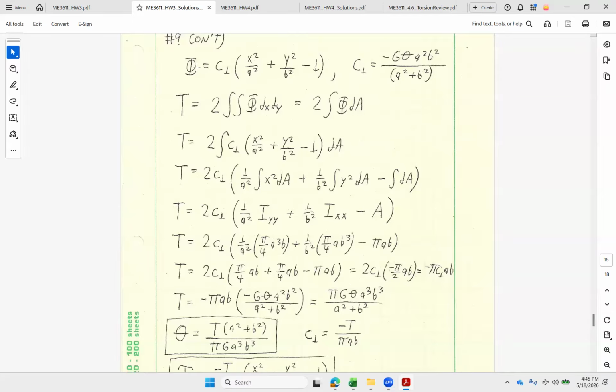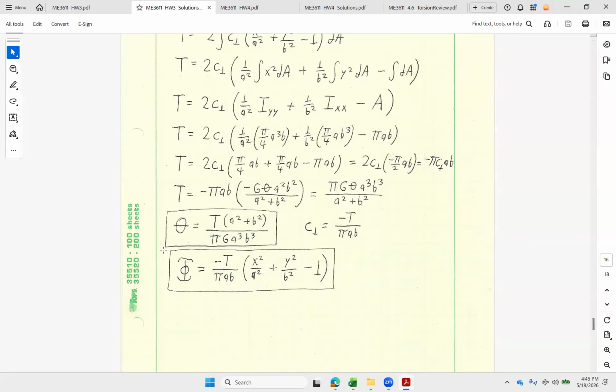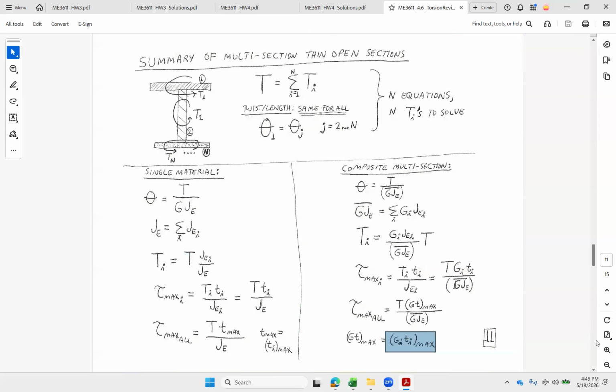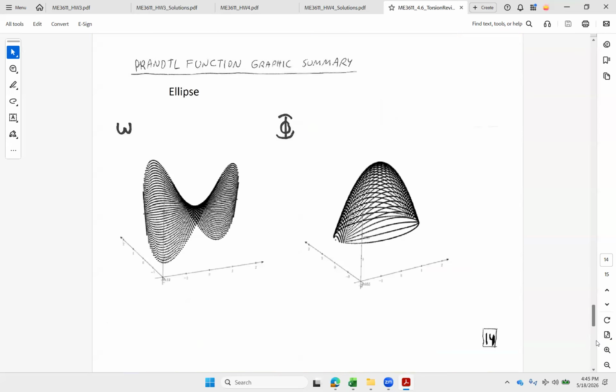I can also go back now and get C1 in terms of the torque. I see it's going to be minus T over pi AB, or minus torque per area. And here's my function for that Prandtl. If we want to visualize that, here's what it looks like for an ellipse.